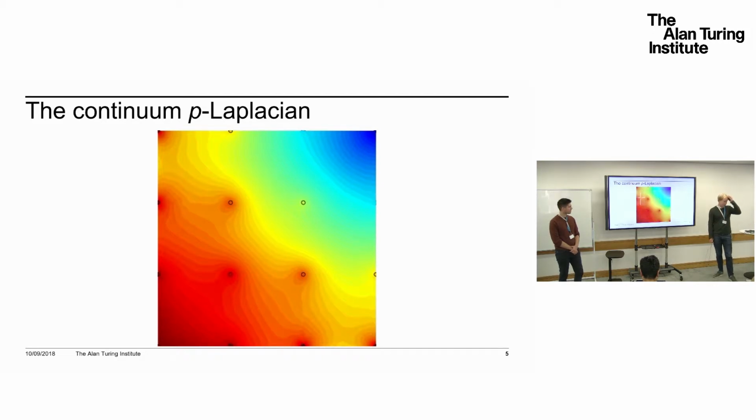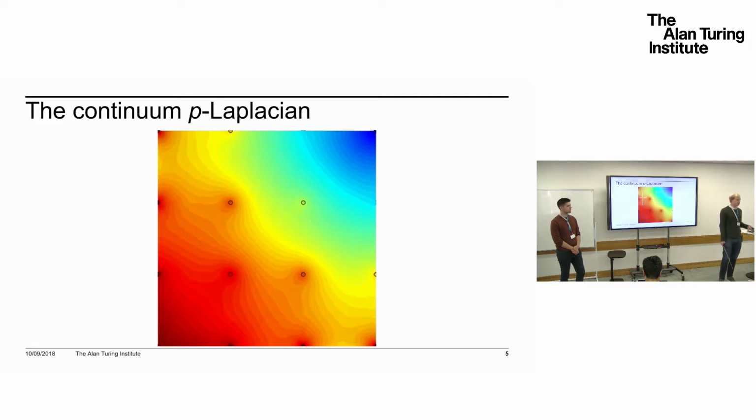The problem is that to get this continuum p-Laplacian result, you need to know the density of the data. And we don't know the density of the data. If we knew it, then I don't think we'd have to do this at all. We'd have solved everything already. So the question is, how can we approximate the density and still get the same continuum result?